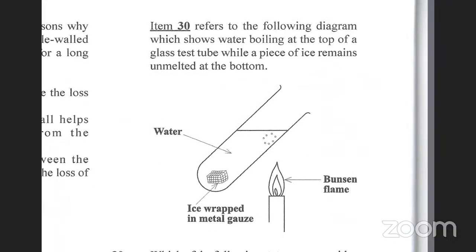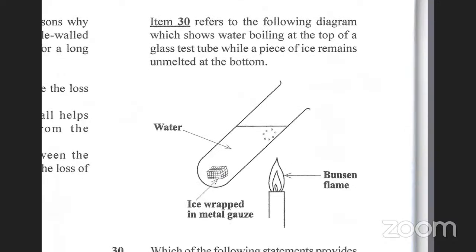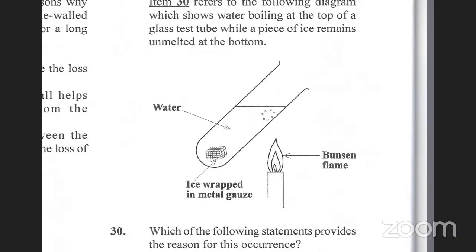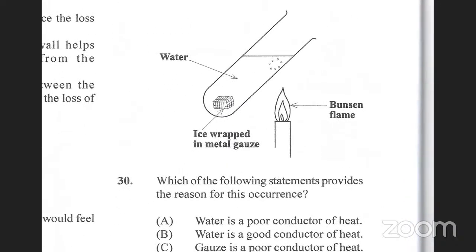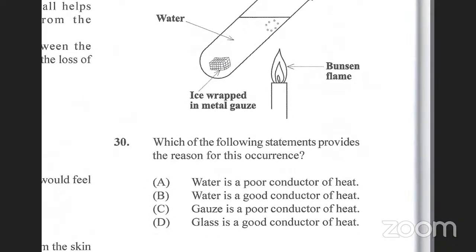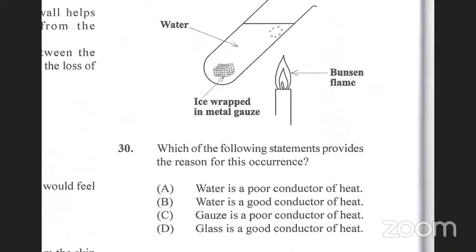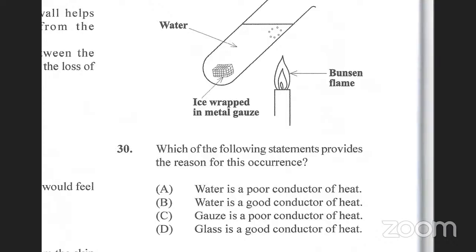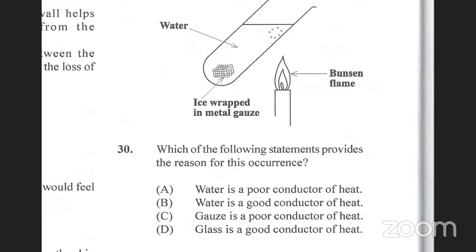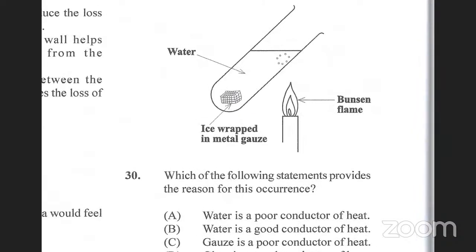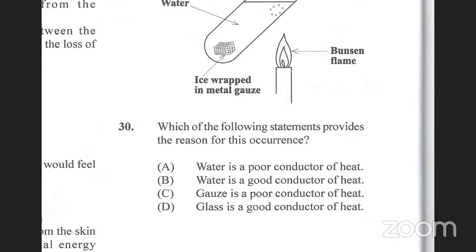Item 30 shows water boiling at the top of a glass tube while a piece of ice remains unmelted at the bottom. So it's not melted, which of the following? Water is a poor conductor, but the water is boiling, so most of it is at the right temperature. So we'll go with the gauze being metal gauze.